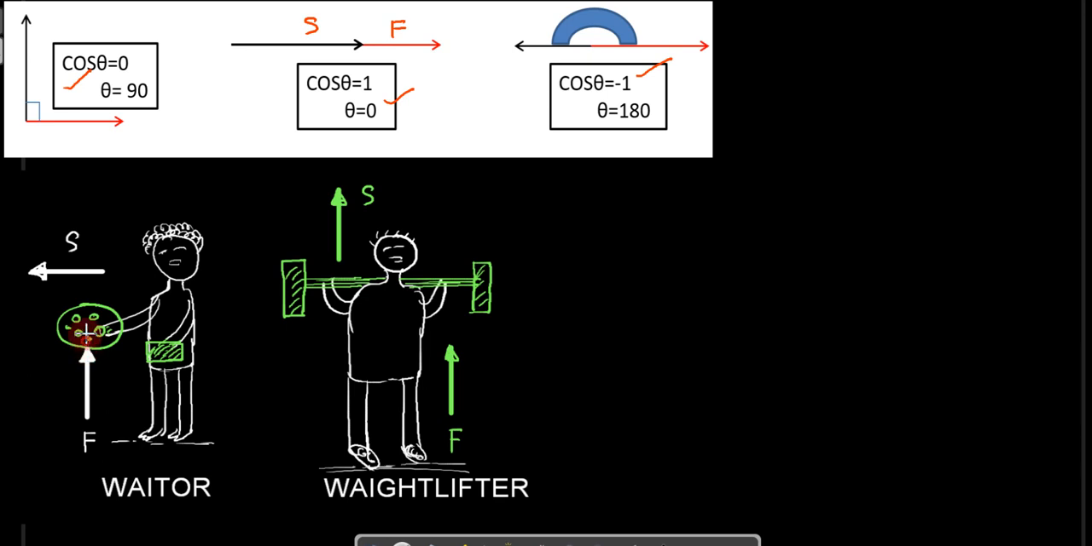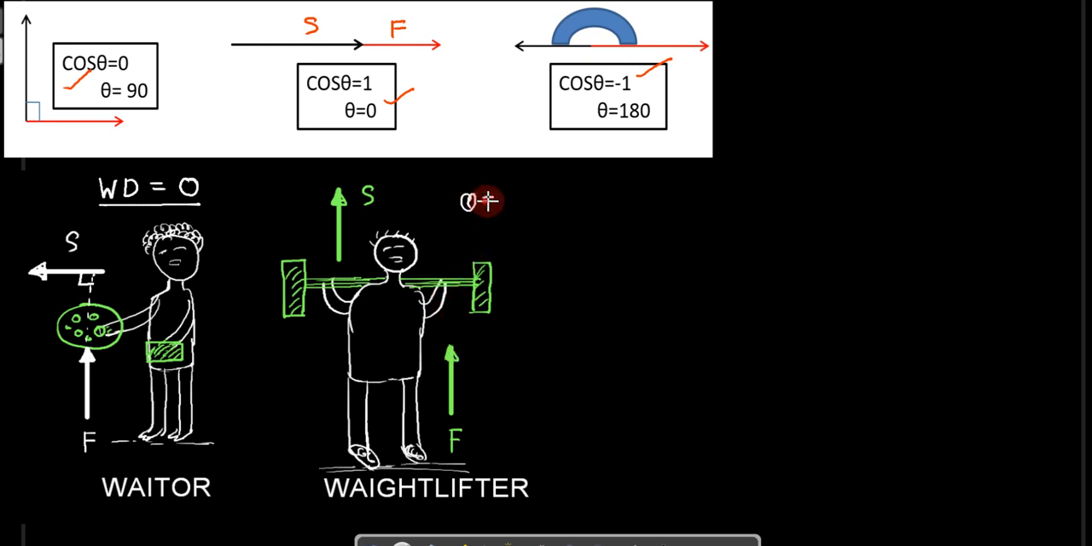So this F and s have 90 degree in between them. So in this case work done is zero. In this case work done is zero as force and displacement are having a 90 degree in between them, so work done is zero.